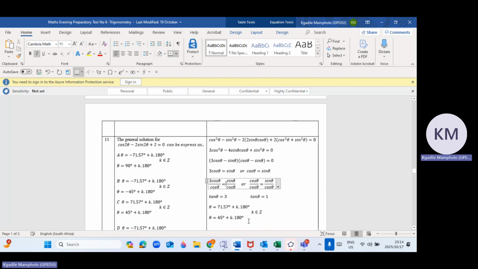Meaning that if you have a double angle of cos, check in the middle. If in the middle you have cos, you make it the cos one. If in the middle you have sine, you make it the sine one. If in the middle you have sine and cos, you make the one of both.